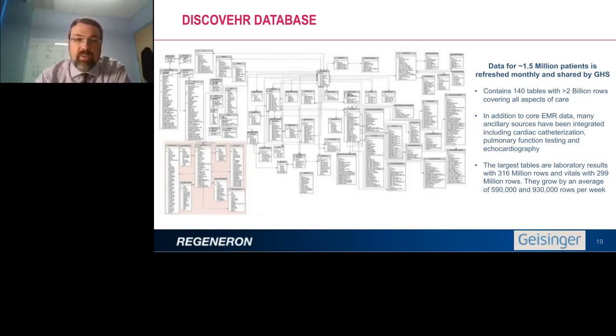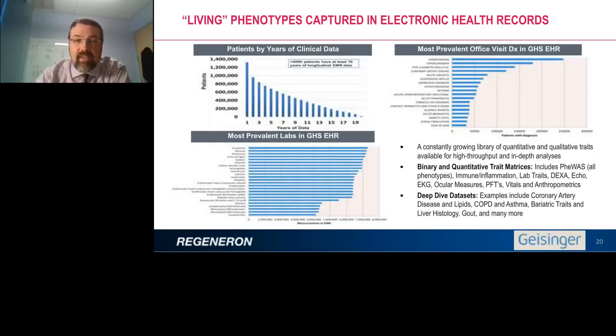More than 2 billion rows, and this covers really just every possible thing you could imagine. In addition to the usual aspects of an electronic health record, there are many ancillary data sources integrated here. Unique data types like cardiac catheterization, pulmonary function testing, echocardiography, and really to set your mind about how large this data set is, the largest tables, lab results and vitals, grow at a rate of about 500,000 to 1 million rows per week, these individual tables. So this is really a living data set.